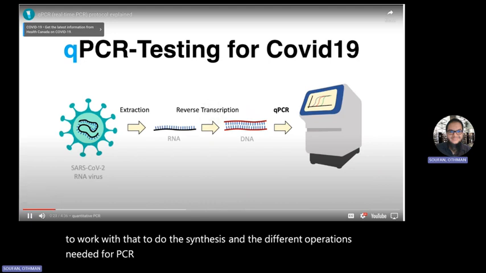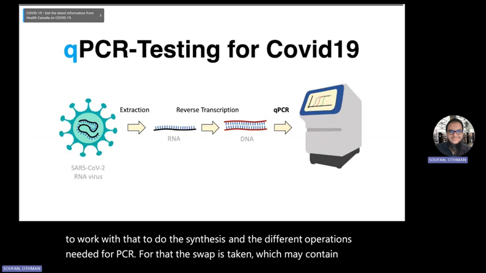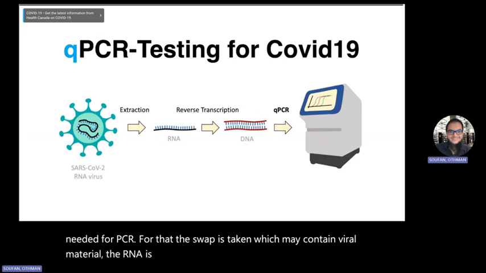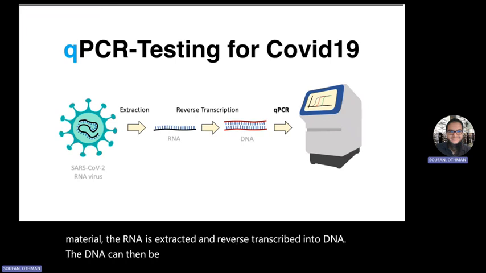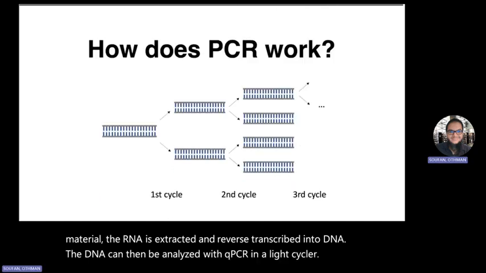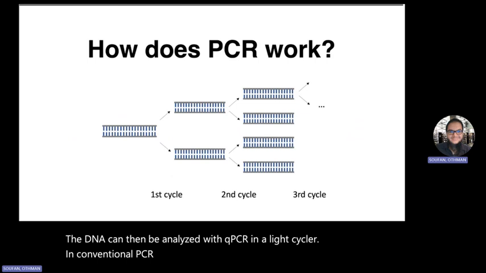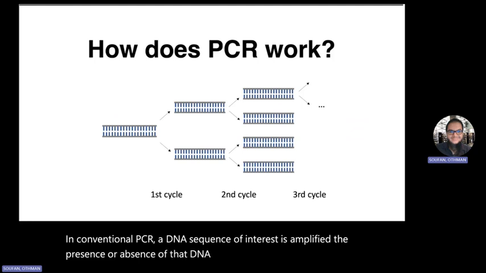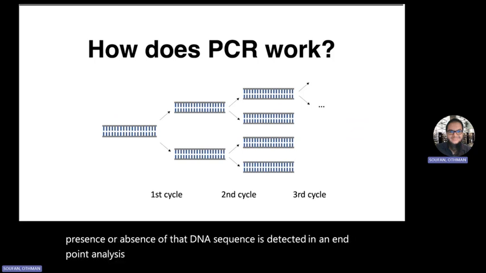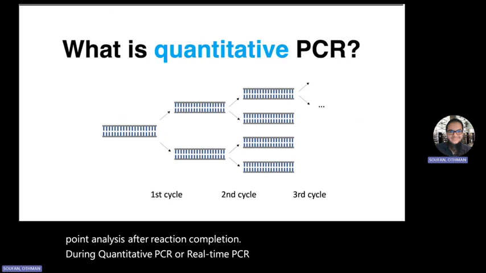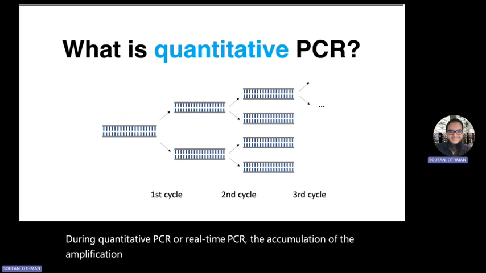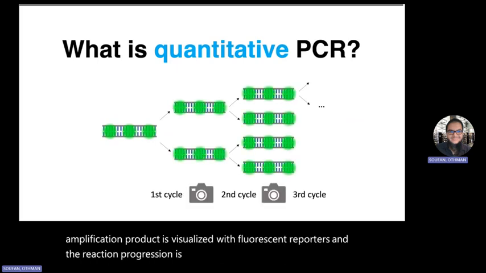For that, a swab is taken which may contain viral material. The RNA is extracted and reverse transcribed into DNA. The DNA can then be analyzed with qPCR in a light cycler. In conventional PCR, a DNA sequence of interest is amplified. The presence or absence of that DNA sequence is detected in an endpoint analysis after reaction completion. During quantitative PCR or real-time PCR, the accumulation of the amplification product is visualized with fluorescent reporters, and the reaction progression is monitored after each cycle.